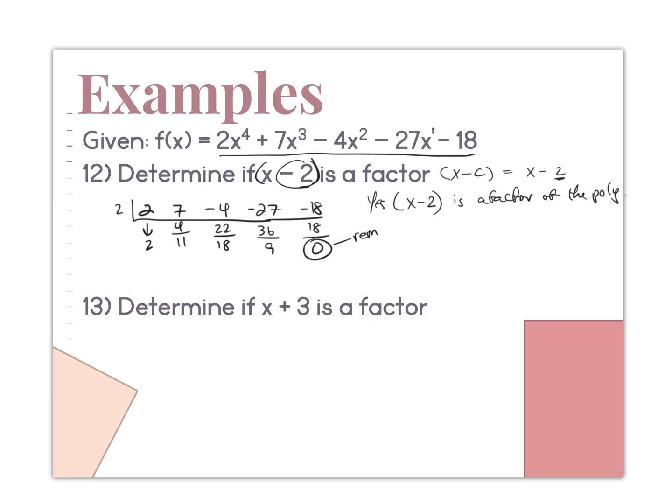What's also really cool is now I can rewrite this original polynomial as a lower degree, because I can take this quotient, this answer, these 2, 11, 18, and start writing what's left over. Instead of x to the 4th, it's going to be 2x cubed plus 11x squared over here, sorry, plus 18x plus 9.